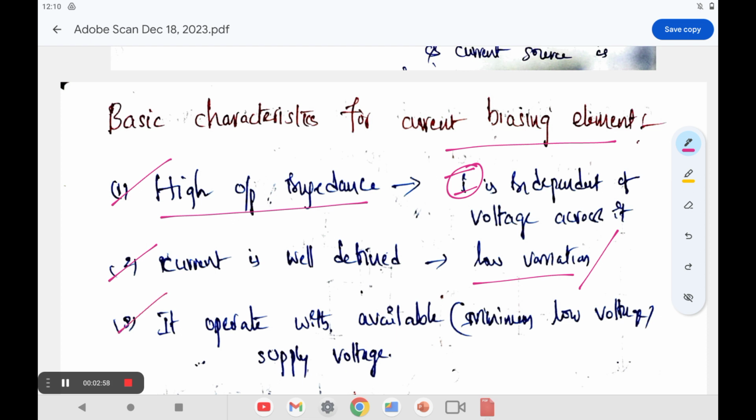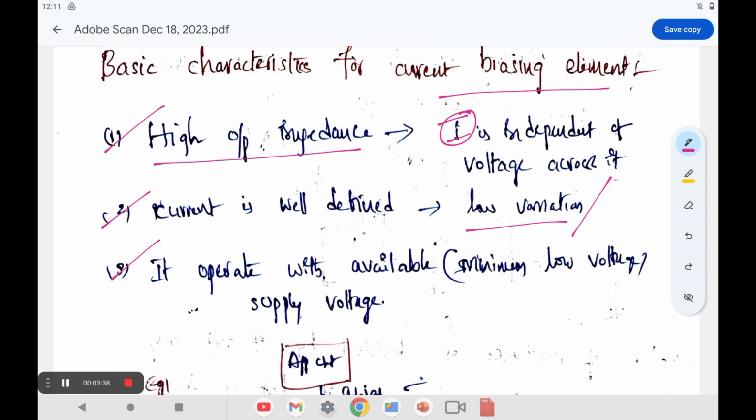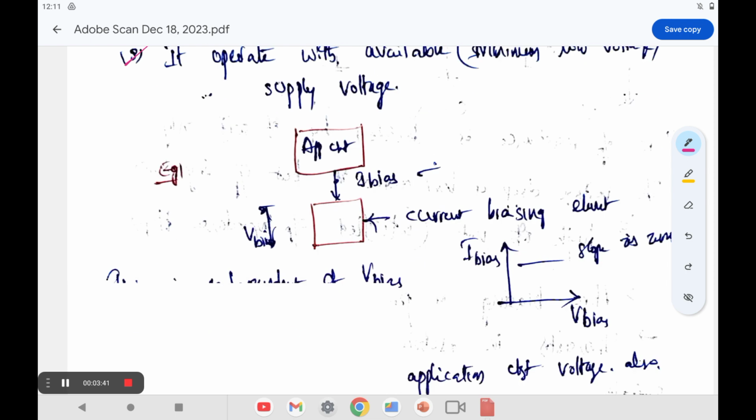And the third one is that it operates with the available supply voltage. That means the biasing element cannot draw maximum power from the supply rail. The power requirement for the biasing element is also very minimum, so it should operate well with a minimum voltage and produce a constant current source. Those are the basic characteristics of the biasing element. Now let us see a small example.